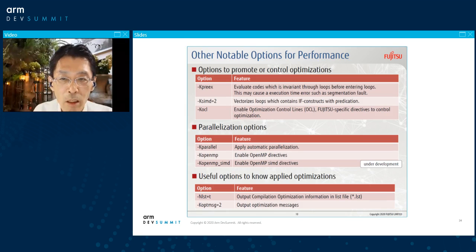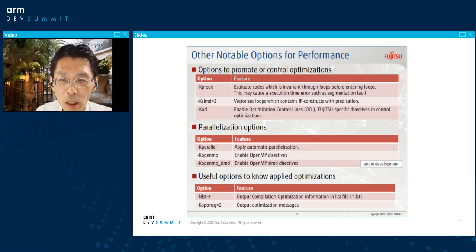Another notable option group is for performance. I'd like to show you. The options that promote control optimization: first, -Kprefetch, which moves code that is invariant through the loops before entering the loops. Second, -Kswp, which vectorizes loops that contain if constructs with predication. And -Kocl enables optimization control language, which is a Fujitsu specific directive to control optimization.